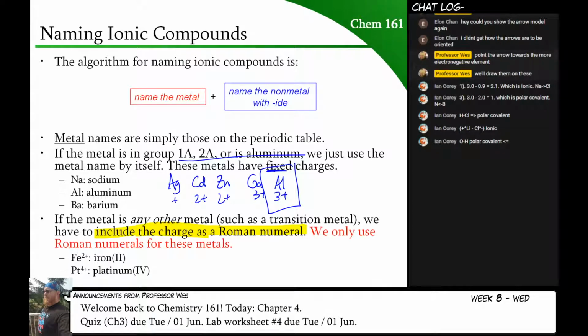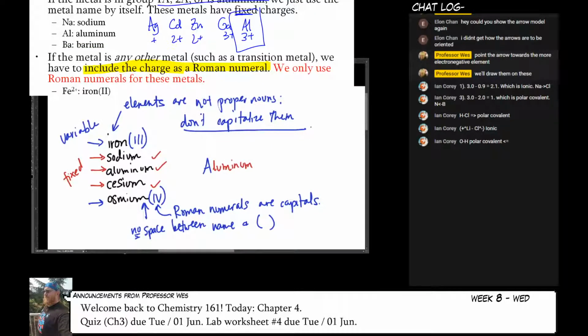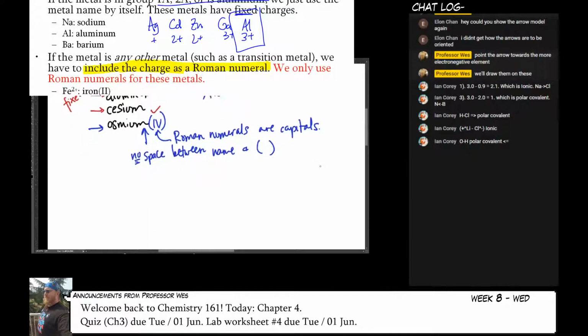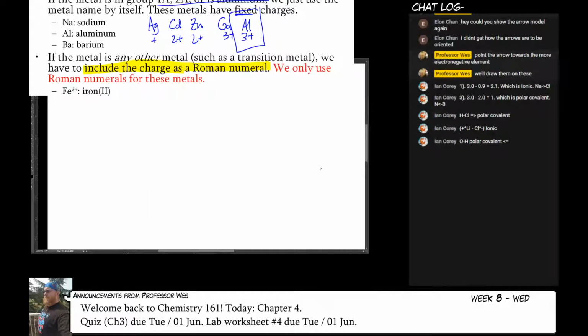Oh, you know what I need to do? I need to actually write out all the Roman numerals in case you don't know them. So if you don't know the Roman numerals, here they are. So we've got 1, 2, 3, 4, 5, 6, 7, 8, 9, and then 10.